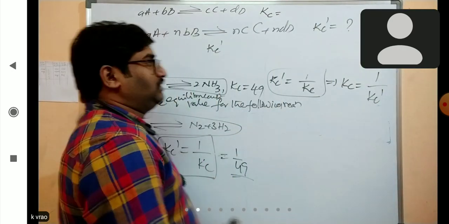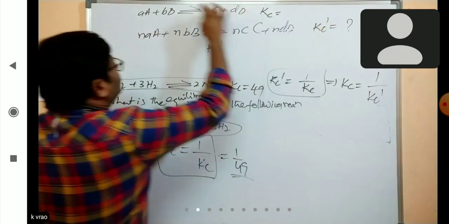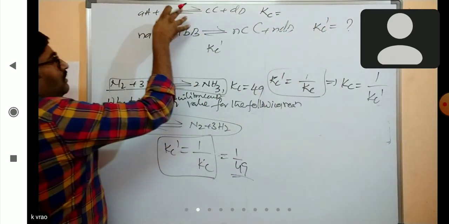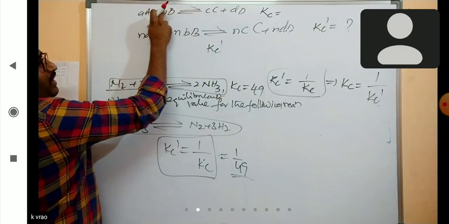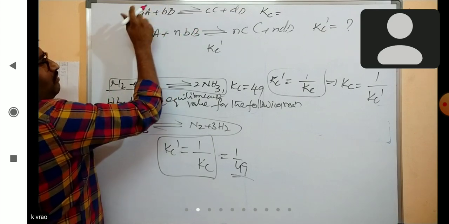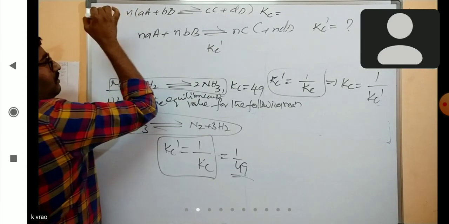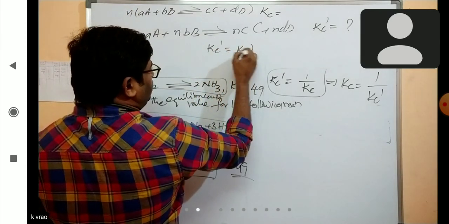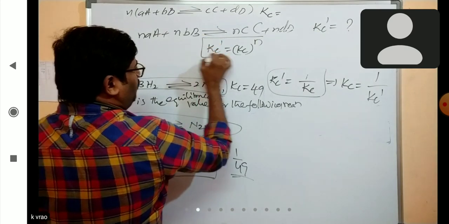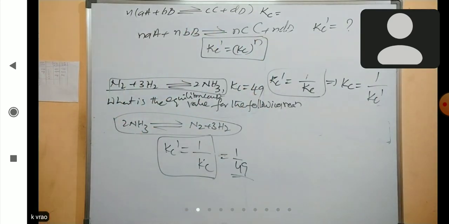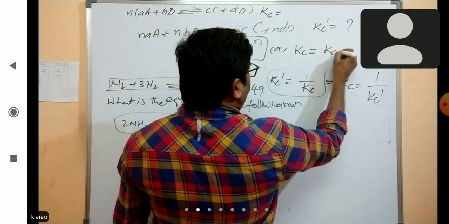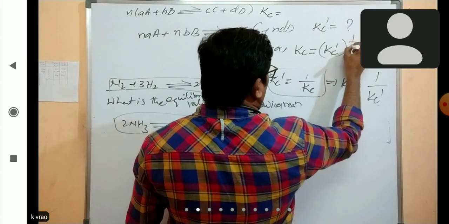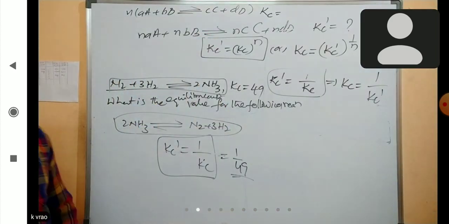So Kc prime, this is our requirement equation, and this is our reference. By modification of the reference, you will get the requirement. What you do is multiply with n. Nothing but Kc prime is equal to Kc power n. All coefficients come to the power position. Kc prime is equal to Kc power n, or Kc is equal to Kc prime all power 1 by n.